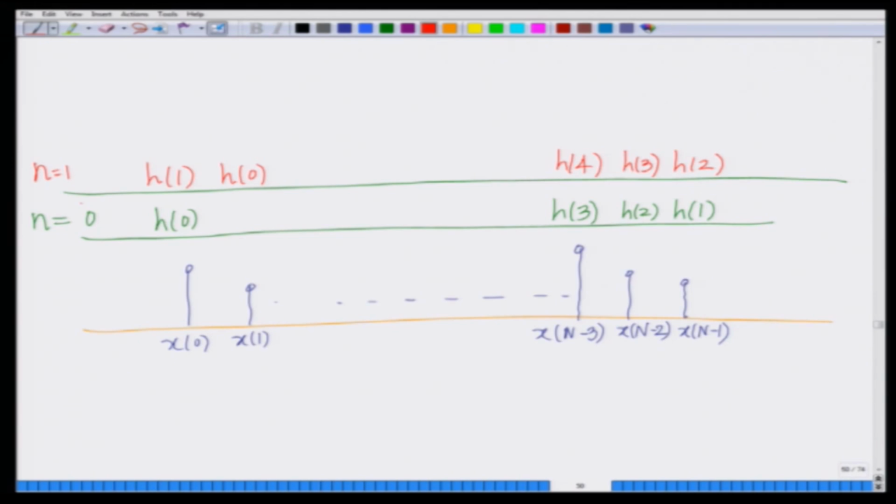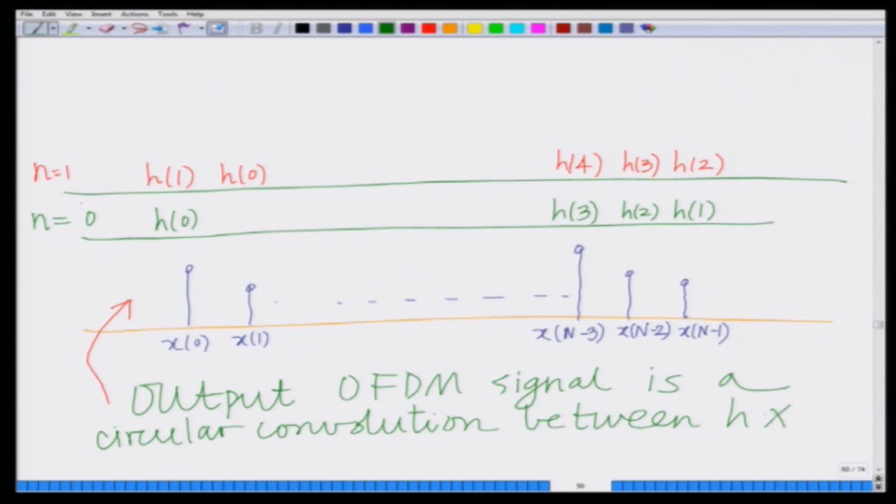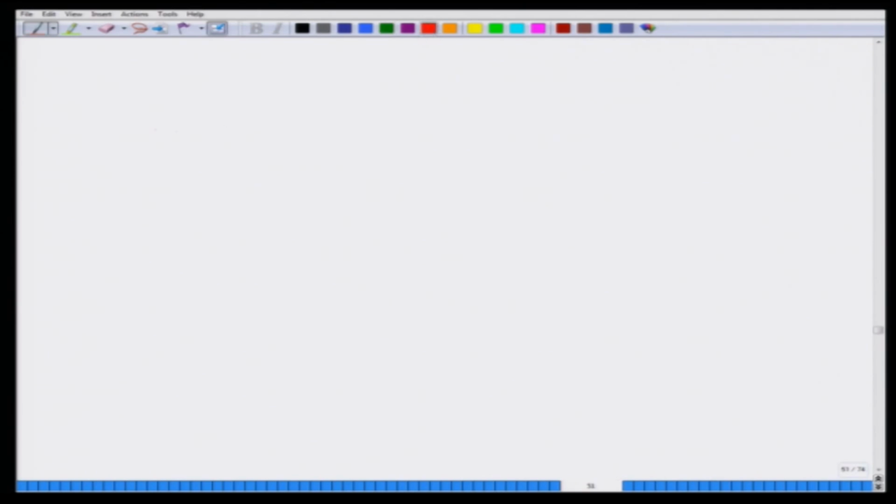Therefore, this output operation, that is the output OFDM signal, is a circular convolution. This is a very important idea. The output OFDM signal is a circular convolution between the channel h and the input x, and this is a very important idea. So, let me repeat that.